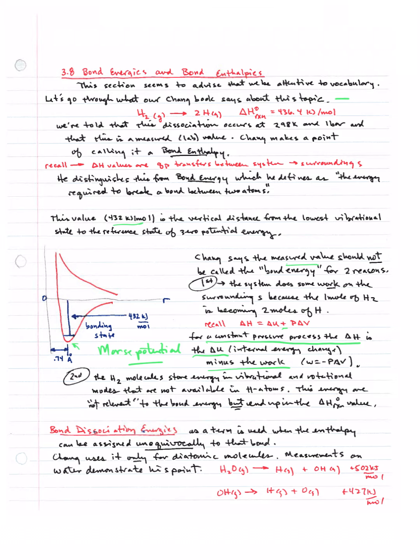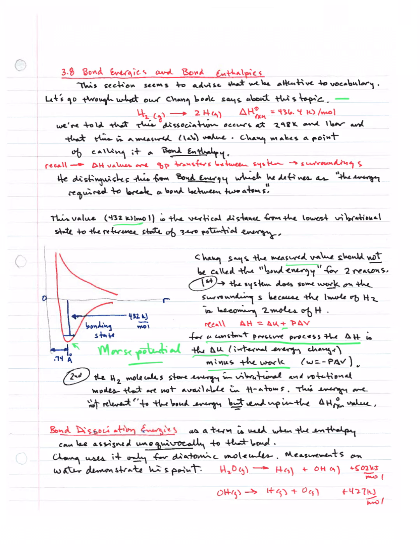A third energy term is called the bond dissociation energy. That term is used by Chang when the enthalpy can be assigned unequivocally just to the specific bond that the energy is measured for. So Chang uses it only for diatomic molecules. Here's a reason why it's problematic once you start getting to larger molecules. A measurement on water demonstrates his point. If you add 502 kilojoules per mole to gaseous water, you will break off a single hydrogen atom. It only takes 427 kilojoules per mole to break off the second hydrogen atom. So can you say that an OH single bond is 502?